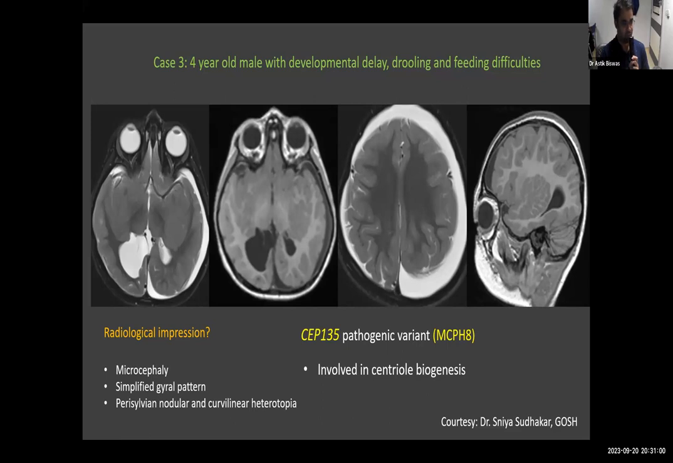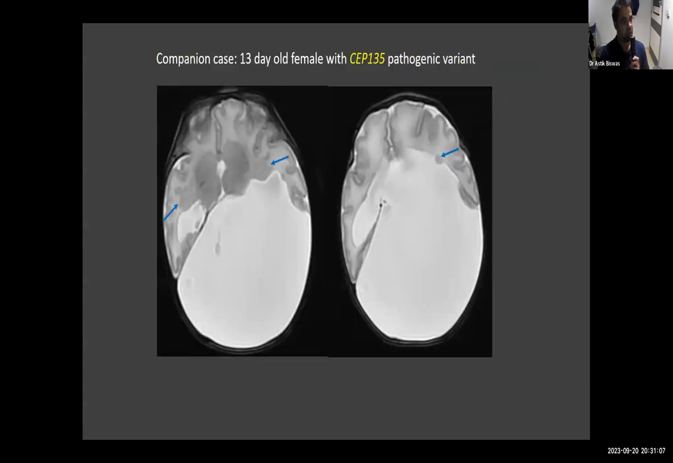In this case, this was CEP135, and these are involved in centriole biogenesis. This is a companion case, another 13-day-old female with the same CEP135 pathogenic variant. So we can see again nodular and almost a sort of linear and nodular areas of heterotopia. Again, the distribution is quite typical in the perisylvian and temporal regions.